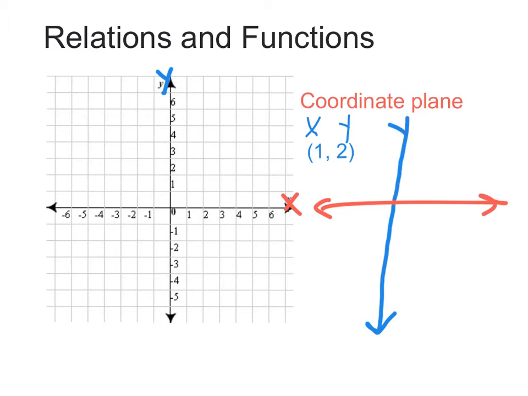Now, if we were to graph this, we would first look at our x-point, which is 1. And so all we would do is count over 1 on our x-axis. And then we'd look at our y-point, which is 2. So along the y-axis, which goes up and down, we would count up 2. Therefore, our point is right here.